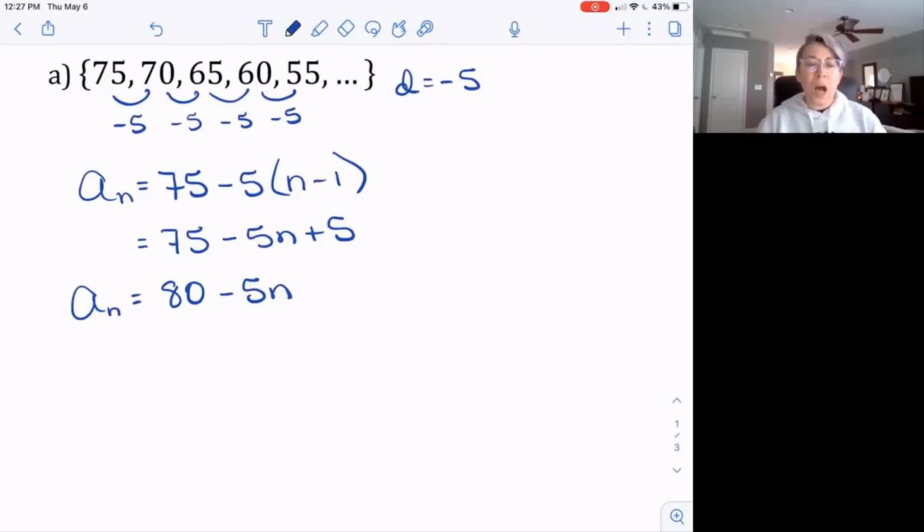So notice that common difference is like our slope, right? It is decreasing by 5 every single time. If it was increasing, then it would be a +5.